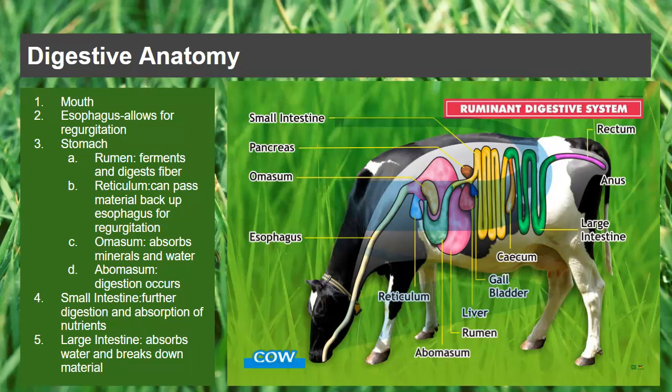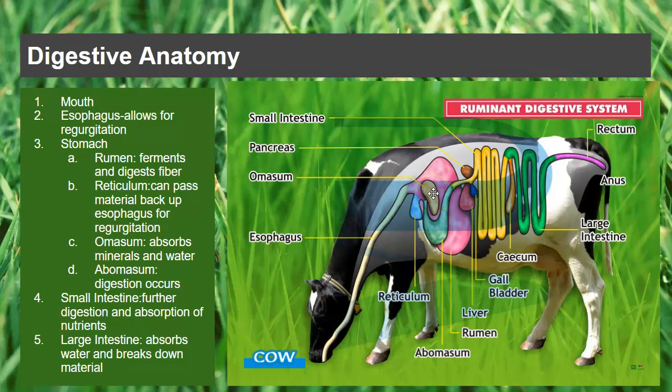So today I'm going to be looking at the cow or dairy cow and its ruminant digestive system. So first we start in the mouth, work our way to the esophagus, which allows for regurgitation. And then we move into the stomach. With ruminant digestive systems, they have four parts to their stomach.